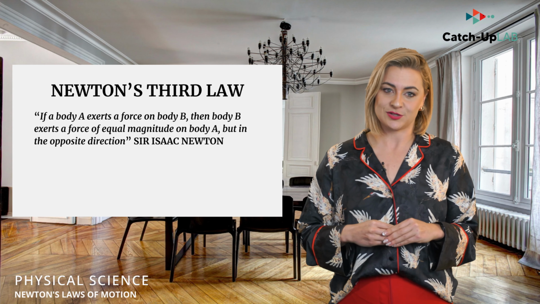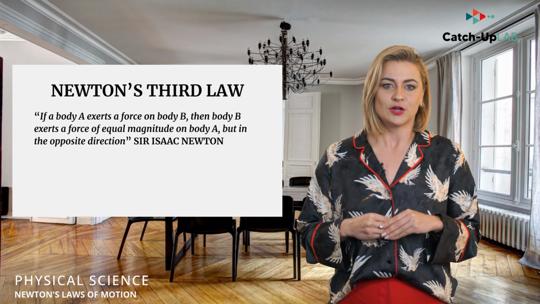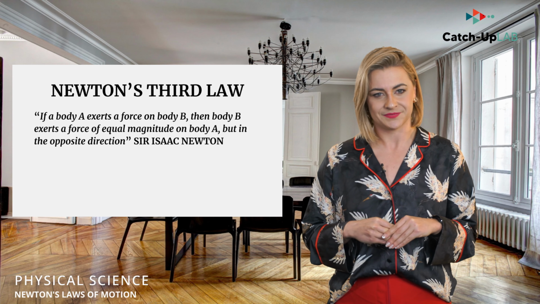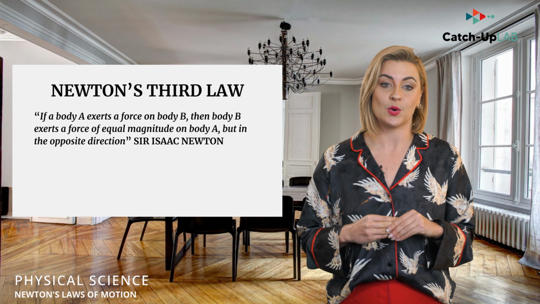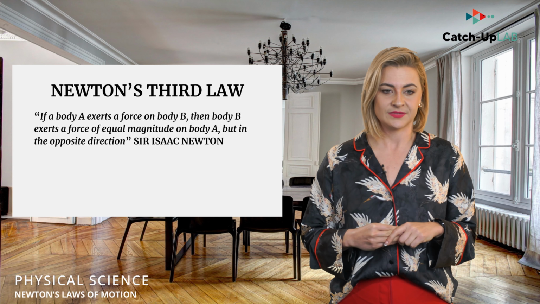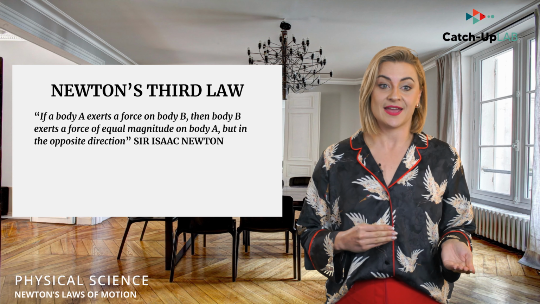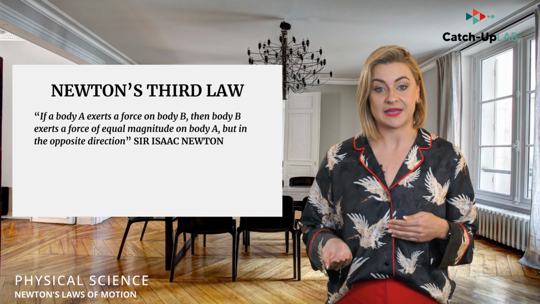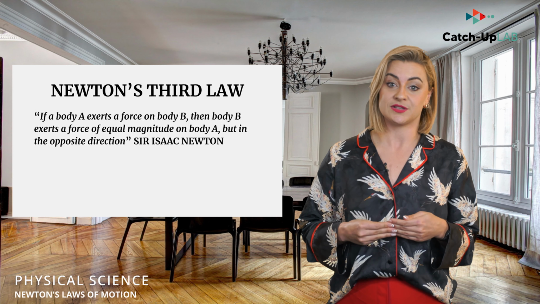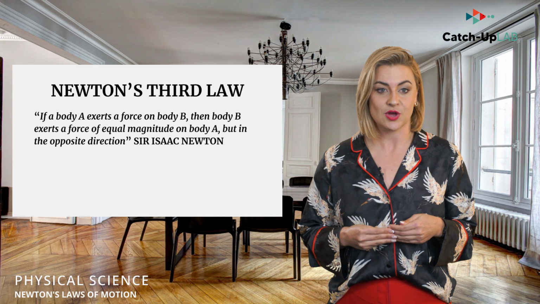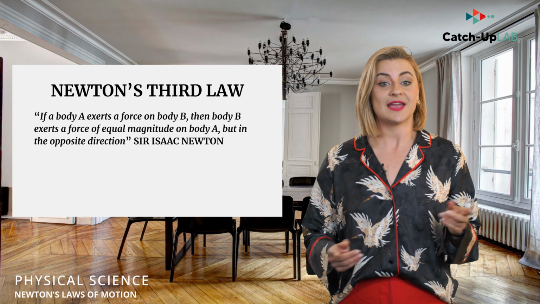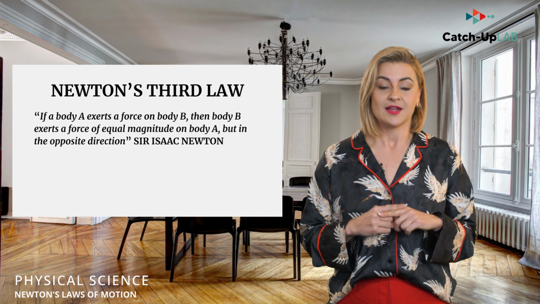Next and last rule simplified. Look at the rule on your screen. Newton's third law of motion: if a body A exerts a force on body B, then body B exerts a force of equal magnitude on body A, but in the opposite direction.